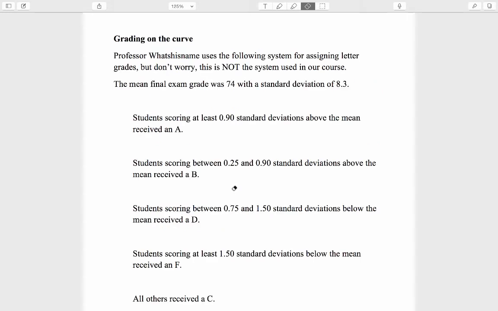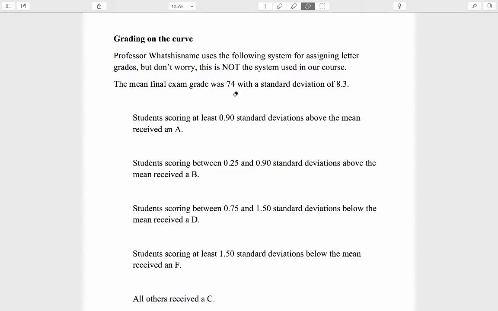This brings us to another important application of the normal distribution, which is grading on the curve. Now this term, grading on the curve, has come to mean something like everyone just gets 15 bonus points added to their raw score. Traditionally, however, grading on the curve means something else. Here's an example. Professor What's-His-Name uses the following system for assigning letter grades, but don't worry, this is not the system used in our course.